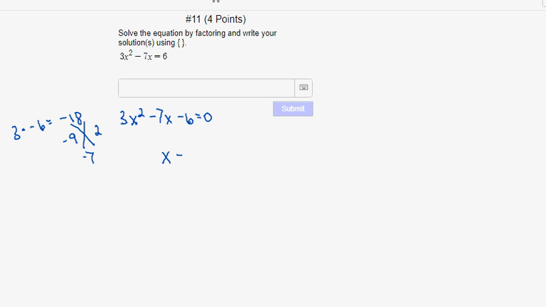So we have x minus 9, x plus 2. Then we have to divide by a, divided by 3, divided by 3. We have x minus 3 and x plus 2/3. And once again, we set each factor separately equal to 0. And when we solve that equation, it flips the signs.